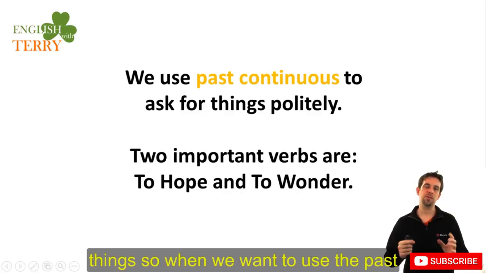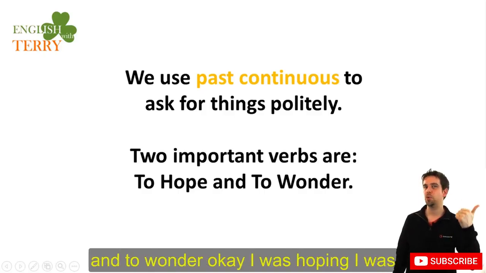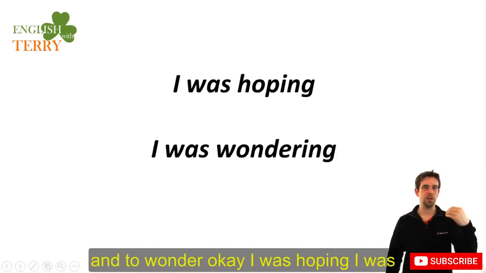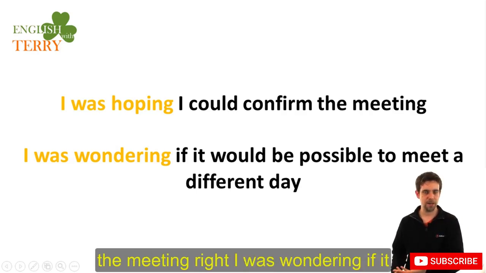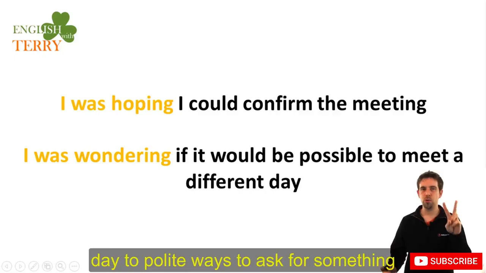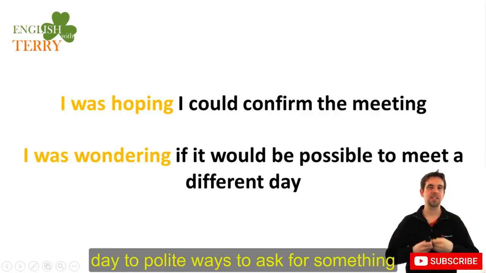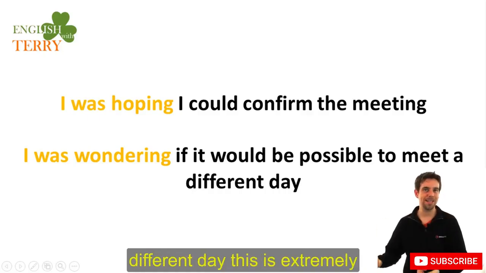So when we want to use the past continuous to ask for things politely, 2 important verbs are to hope and to wonder, okay? I was hoping, I was wondering. I was hoping I could confirm the meeting, right? I was wondering if it would be possible to meet a different day. 2 polite ways to ask for something, to confirm the meeting or to meet a different day.